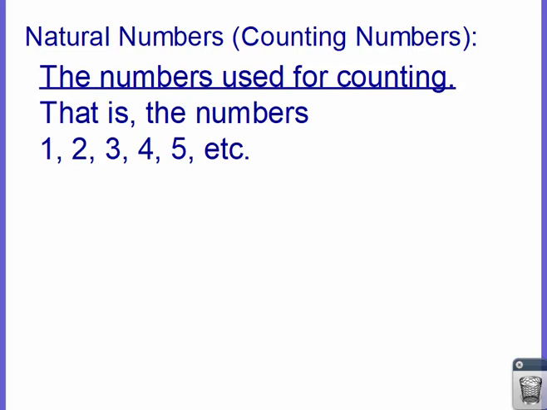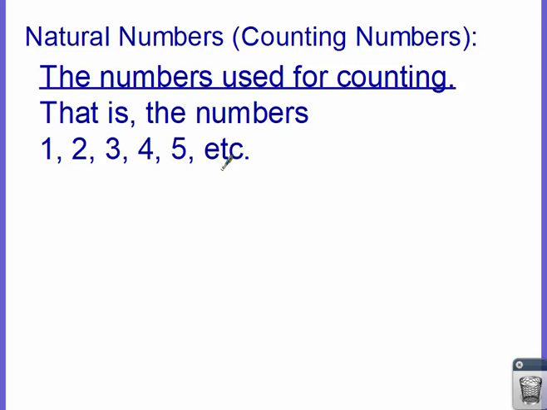Okay, so the first one is what we call the natural numbers or the counting numbers. Okay, these are the numbers we use to count by, numbers used for counting. So for example, that's 1, 2, 3, 4, 5, and so on and so forth, all the way out to infinity. Those are our counting numbers.